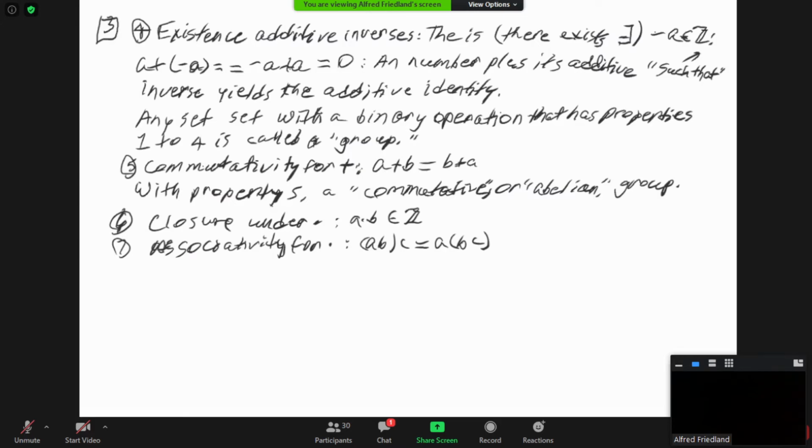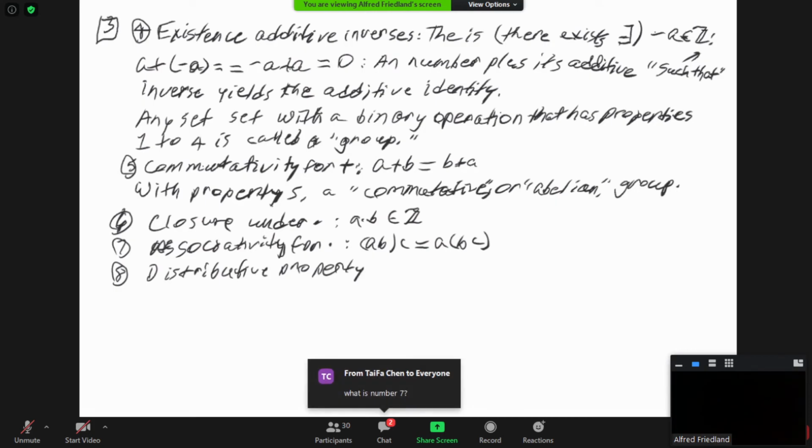And property 8 is the distributive property, or some people say law. What is number 7? Associativity for multiplication, or the associative law for multiplication, dot meaning multiplication. Okay.